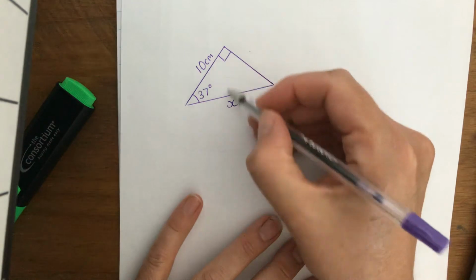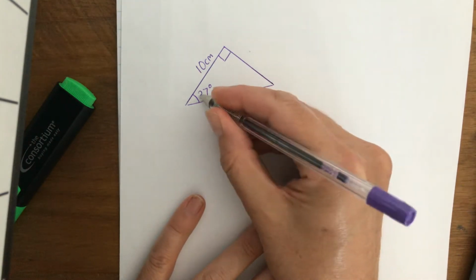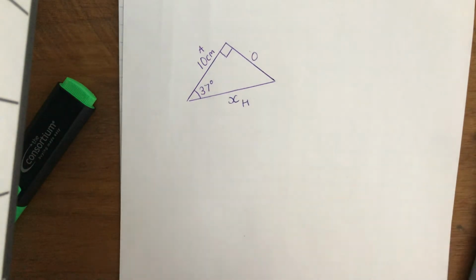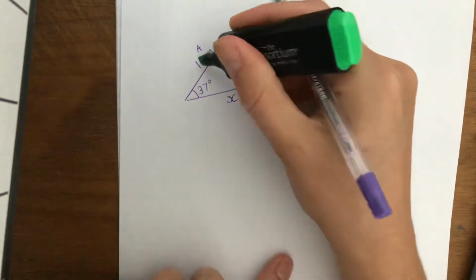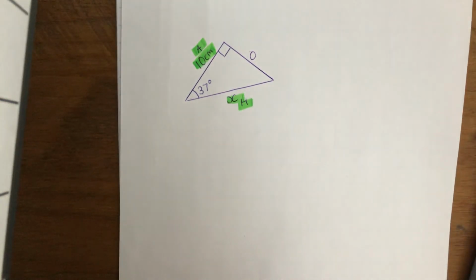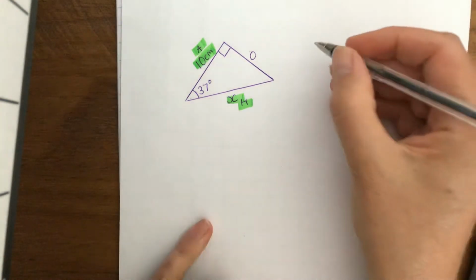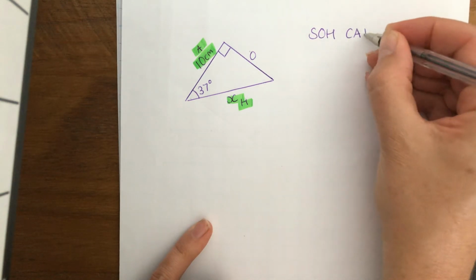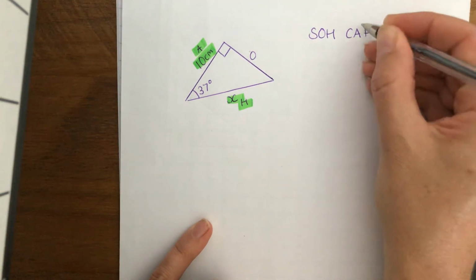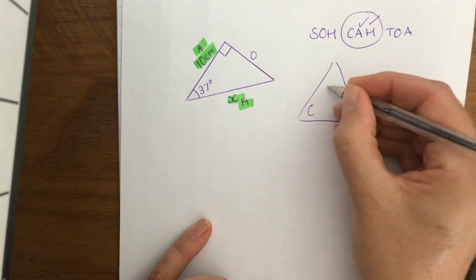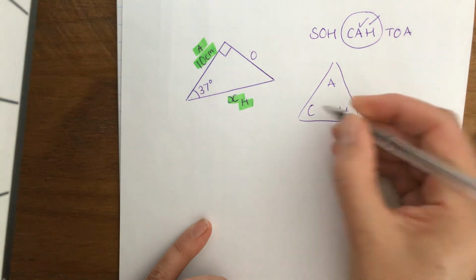Labelling the sides: opposite the right angle, opposite the angle of interest, next to the angle of interest. We're interested in A and H this time. I'm interested in A because I've got it, and I'm interested in H because I want to find it. Where do we see A and H? A and H appear in cos. That's the triangle you draw, CAH, the middle one's always at the top.